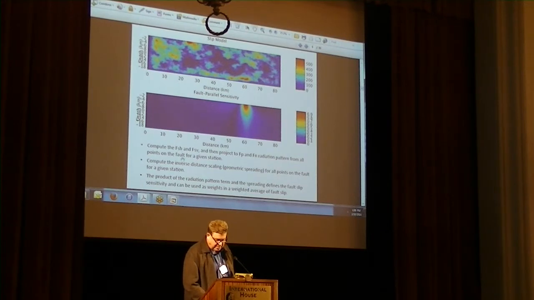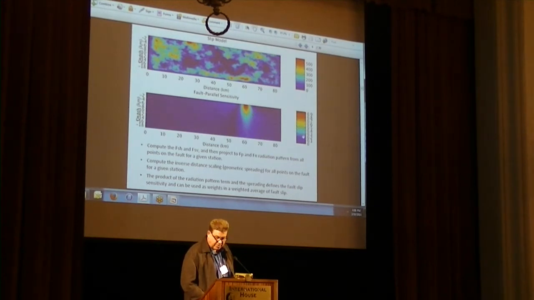The way this is computed is to first compute the SH radiation patterns and the SV radiation patterns, and then project into the fault parallel and fault normal components. We compute the inverse distance scaling at all points on the fault, and then it's the product that's plotted here.